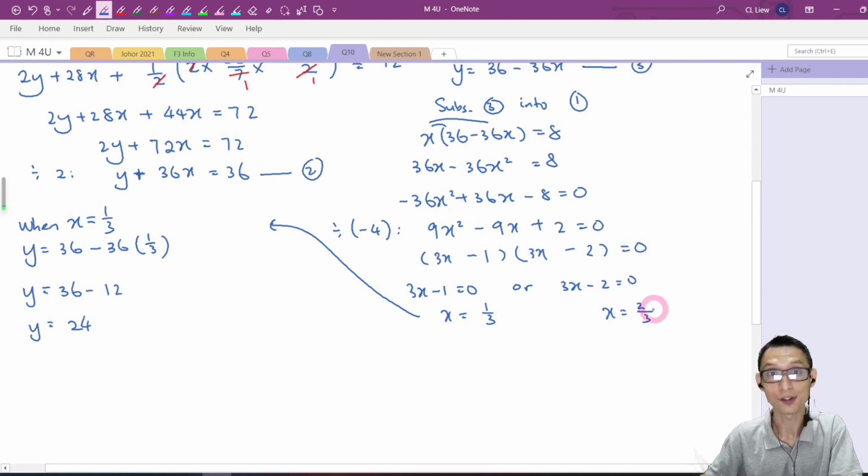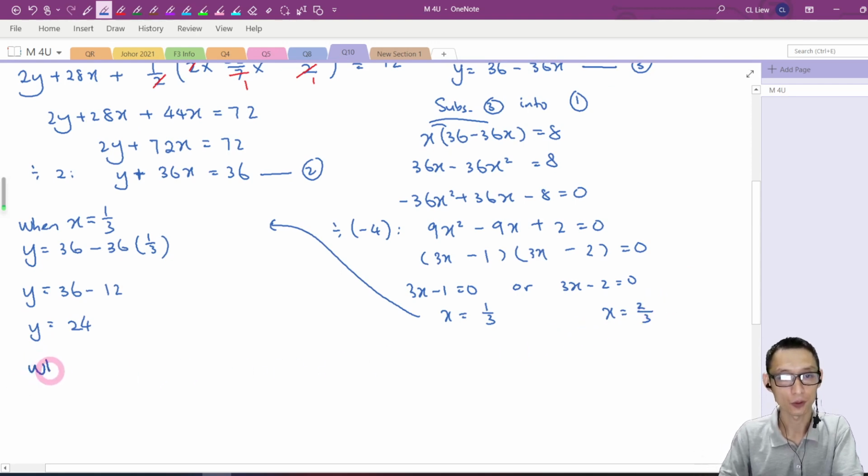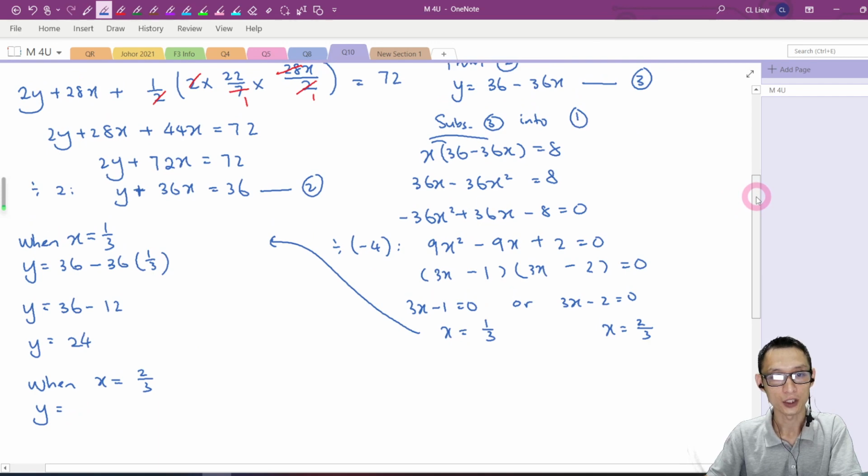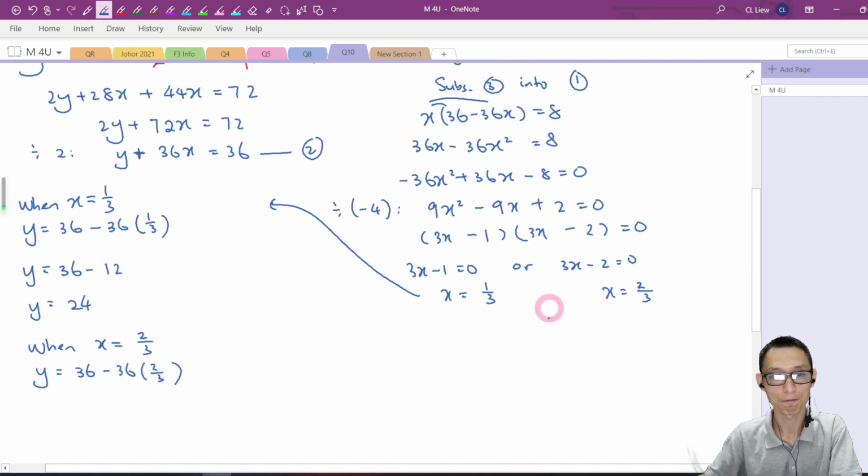How about when x is equal to 2 over 3? When x is equal to 2 over 3. So y is equal to, same thing, we are going to bring the value of x is equal to 2 over 3 into this equation, third equation. So 36 minus 36x. Okay.